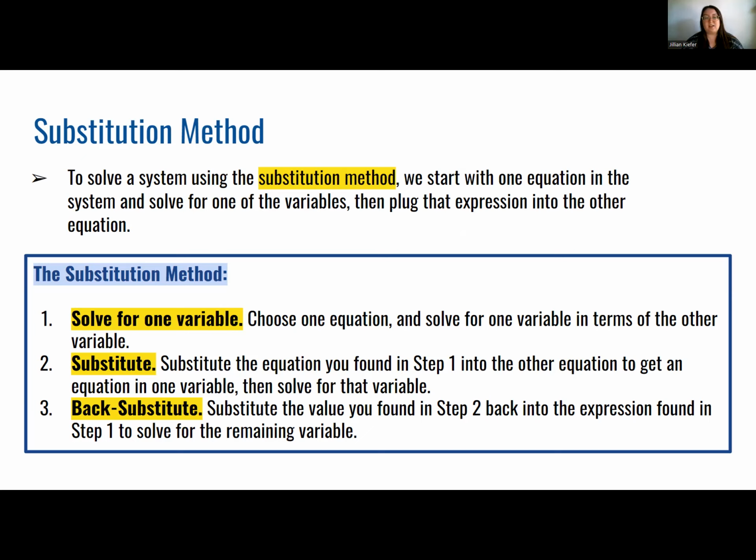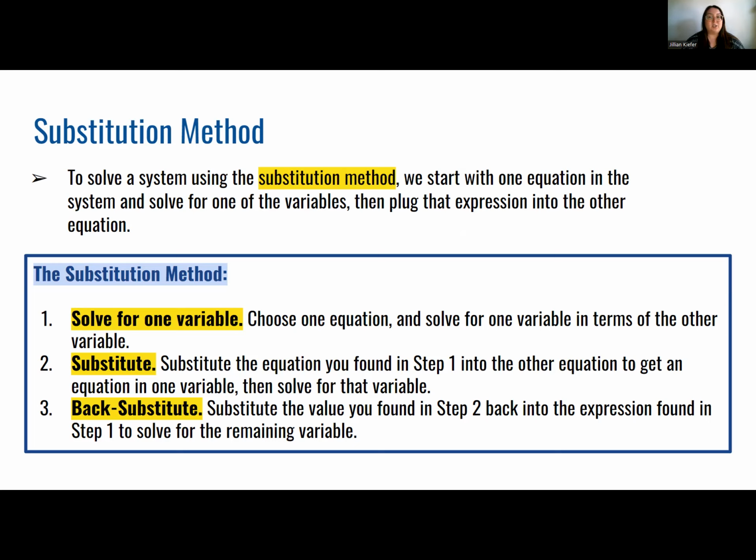So our substitution method has 3 steps. Number 1 is that you would solve for one of your variables. In one of your equations, you've got x and you've got y, and you would solve for one of those. So you want to isolate it to one side of your equation. You solve for one variable in terms of the other. Then step 2, you'll substitute that result. You're going to substitute the equation that you found in step 1 into the other equation to get an equation in just one variable. That means everything is x or everything is y. Then you would solve for that one variable that you have there.